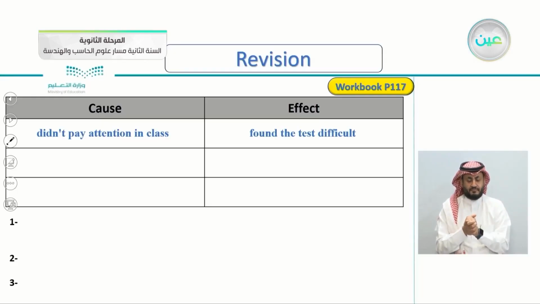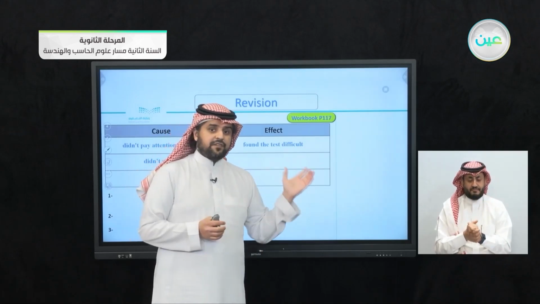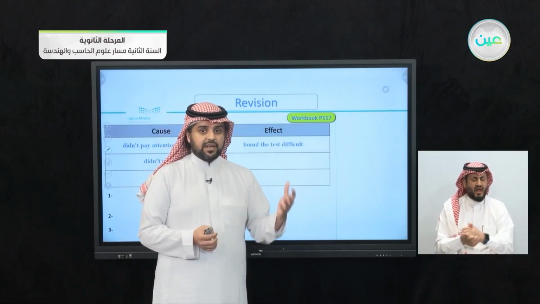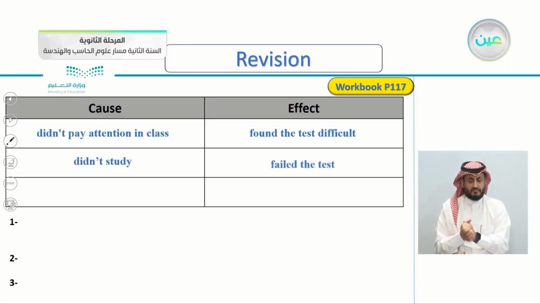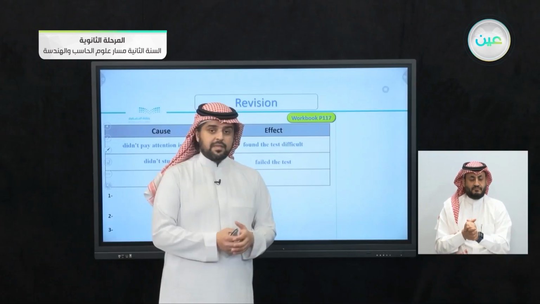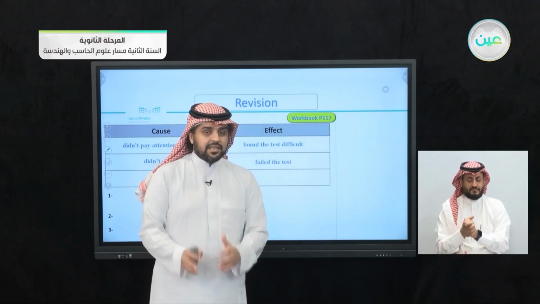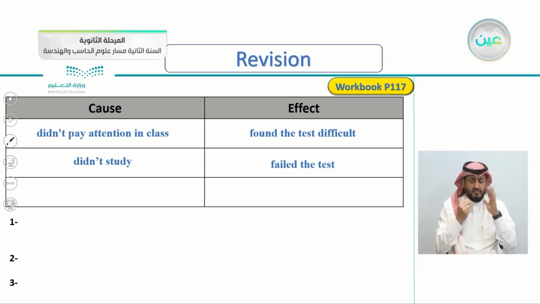Okay, so let me give you what I wrote in the second one. Didn't study. So just as simple as that. The cause is that the student didn't study. So what's the effect? Of course, when a student doesn't study, we have lots and lots of effects. But here in our situation, the effect would be failed the test. So later on, maybe they failed the test. Why? Because they didn't study. So the first one: didn't pay attention in class, found the test difficult. The second one: didn't study, failed the test.